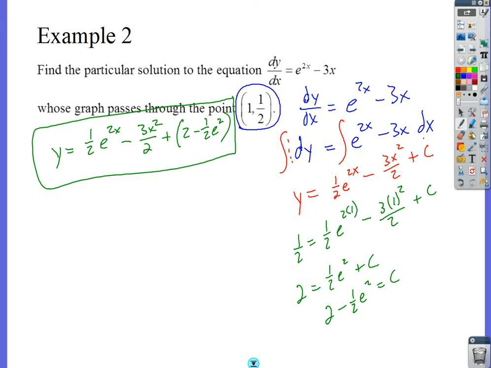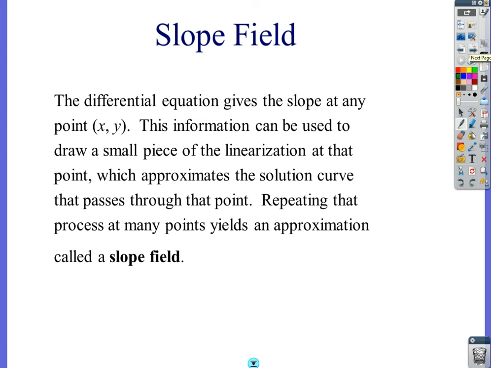Okay, same as before, we're just adding one more step. Cool. Let's see what happens now. We're going to get to the differential equations. So now we're going to talk about slope fields. Slope fields is something that we can create through a differential equation, because the differential equation, since it's the derivative, gives us the slope at any point x, y.